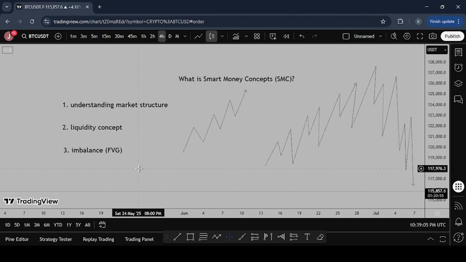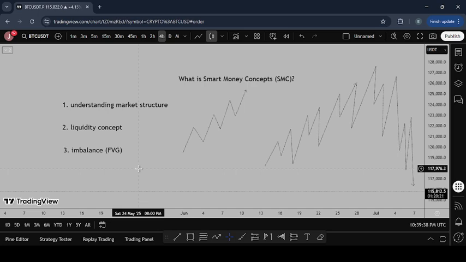So all these things are part of what we are going to be using in order for us to trade the SMC strategy. The first one, I said, is understanding market structure, then understanding the liquidity concept. The fourth one is imbalance. And under market structure, there's what we will talk about, directional bias. It's still market structure. It means we want to be trading with the market structure, no matter where we find liquidity or where we find fair value gaps.